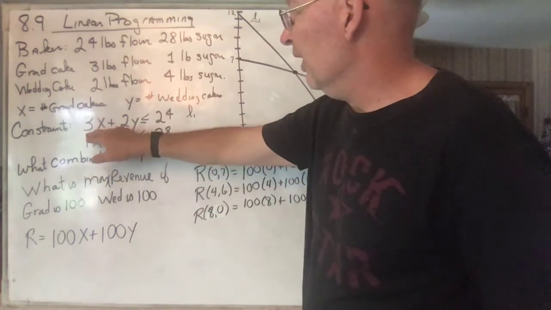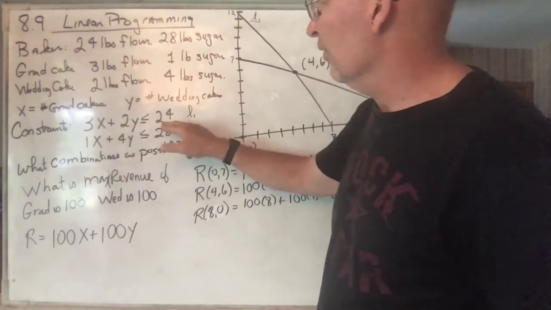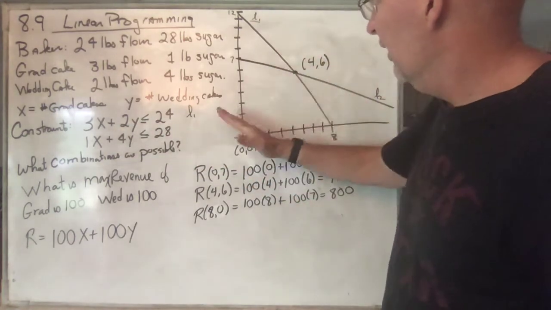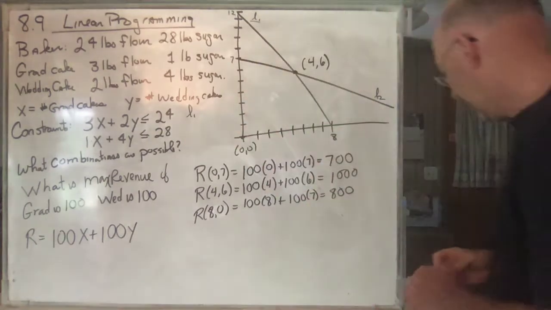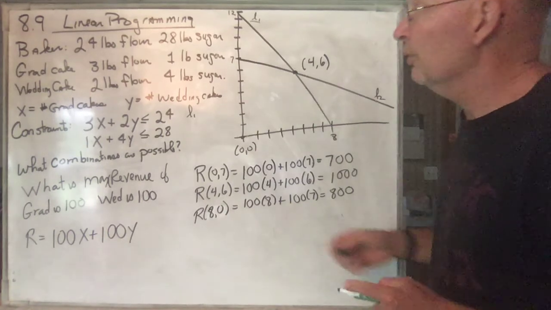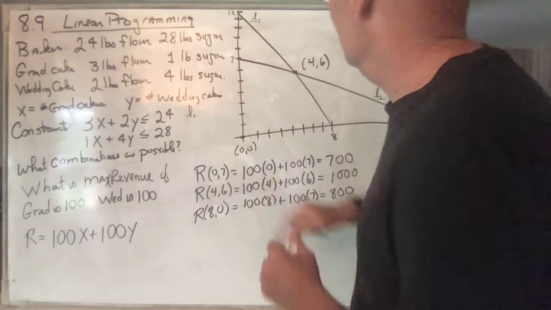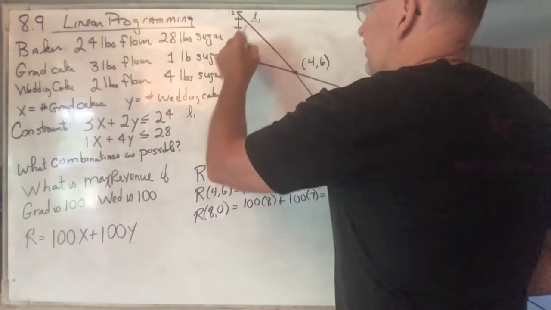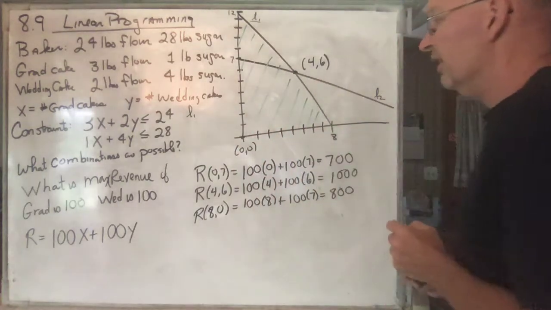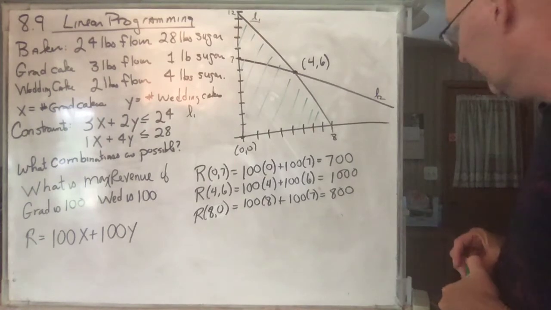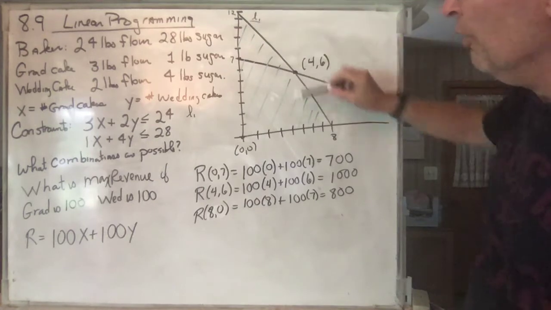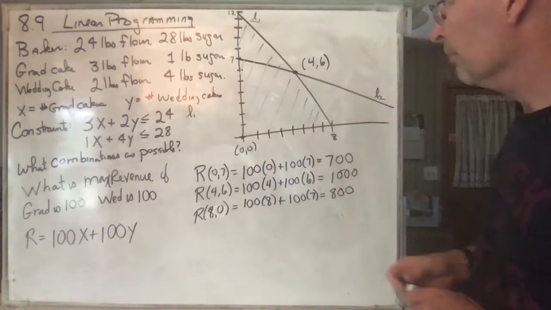Is it true that 0 times 3 plus 0 times 2 is less than or equal to 24? Yeah, of course. 0 is less than 24. So it must be this side of the line. So one constraint is that in order to fulfill this condition, these are all the points. Obviously, x and y all have to be positive. It doesn't make sense to have negative 2 pounds of flour. So all those points in there are all the points that satisfy this condition right there.